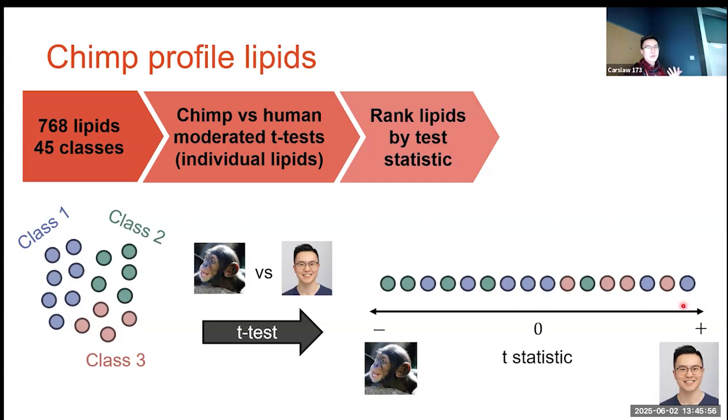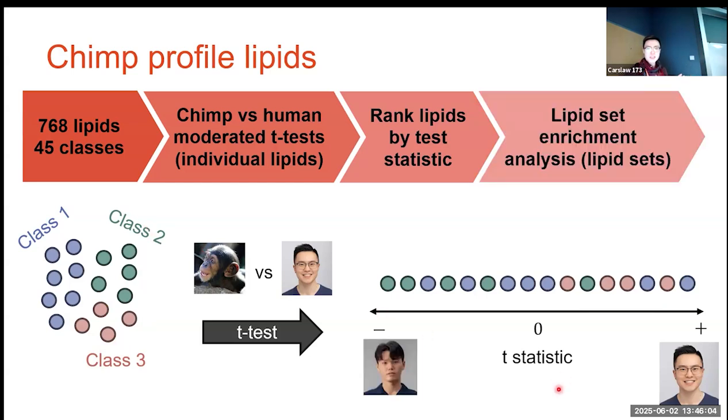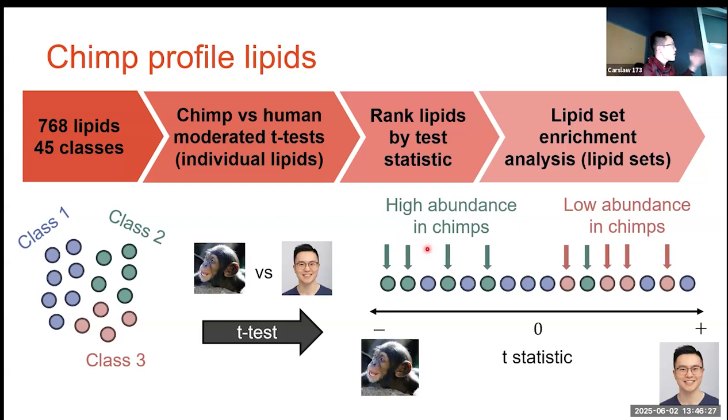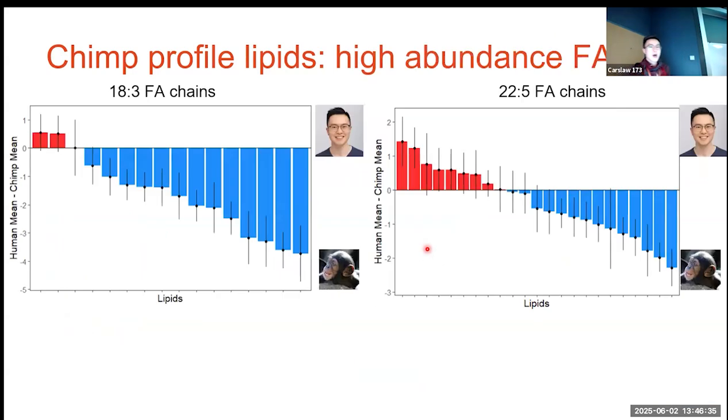And then what we'll be interested in seeing is whether these classes are generally higher in humans or higher in chimps. And that's what we do with this lipid set enrichment analysis. That way, you can see that if a lipid class is generally more towards a positive end, it would have a lower abundance in chimps or higher in humans. Whereas if it's on the negative end, it would be higher in chimps. So we run this across all the lipids and all of the classes. And in the interest of time, I'll just quickly skip through this.